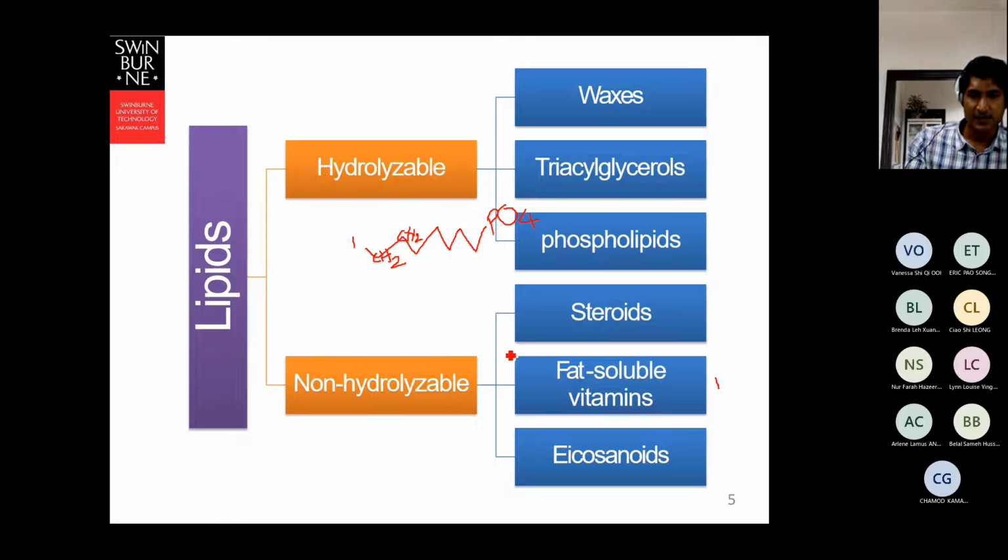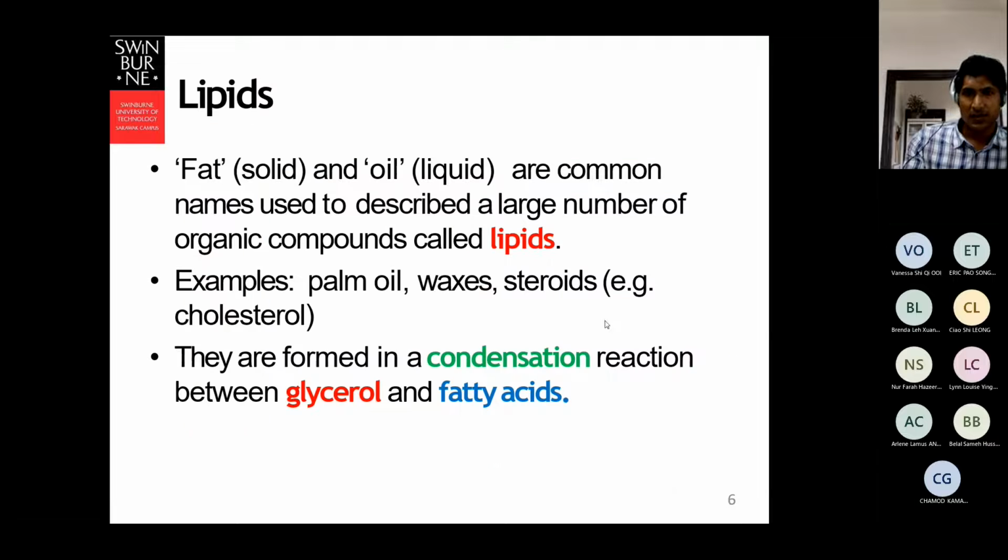For example, vitamin D is one of the fat-soluble vitamins. Vitamin K is another fat-soluble vitamin. These vitamins are non-hydrolyzable, but they are lipids. So vitamin D and vitamin K are also broadly in this fats and lipids category. And there are eicosanoids, and we will not be talking much about them.